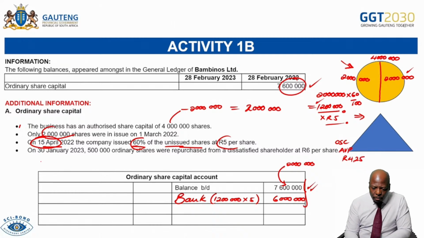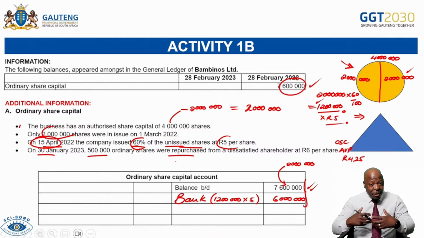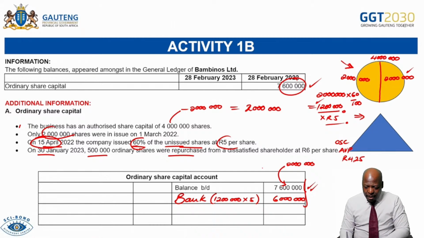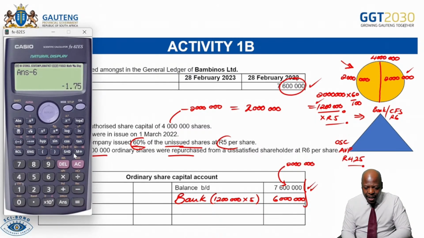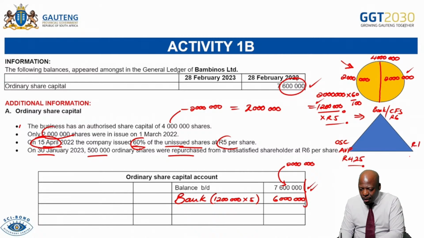We good? Now, then they say on 30 January, 500,000 ordinary shares were repurchased. We're buying them back now from the shareholders, from the issued shares. And then they're being bought from a dissatisfied shareholder at 6 Rand per share. That 6 Rand is not going to come into the ordinary share capital. What comes into the ordinary share capital is the average price. That 6 Rand, we're going to take it to bank later on. A couple of weeks, we're going to talk about a statement called the cash flow statement. That is where we take that 6 Rand, that one over there. And then the difference between the 6 Rand and the 4 Rand 25, the difference between that is 1 Rand 75. And we take it to our RI, the retained income. That was 1 Rand 75. We take that to the retained income.